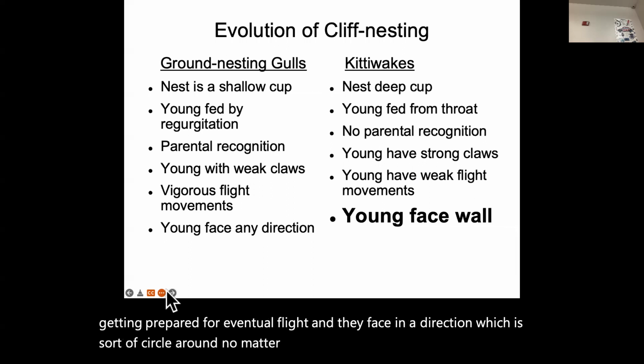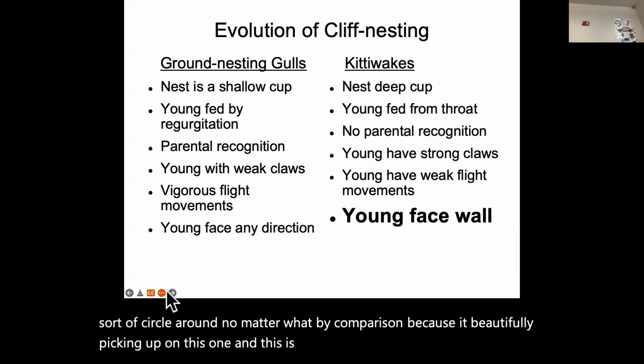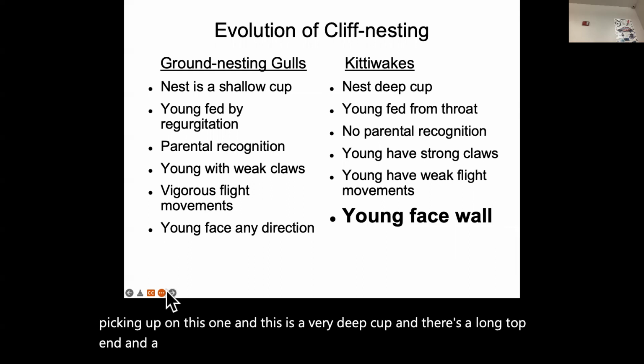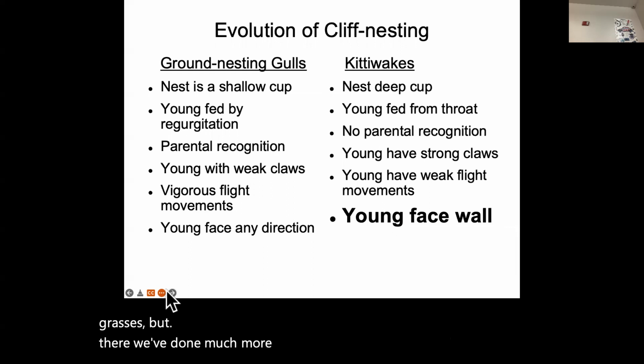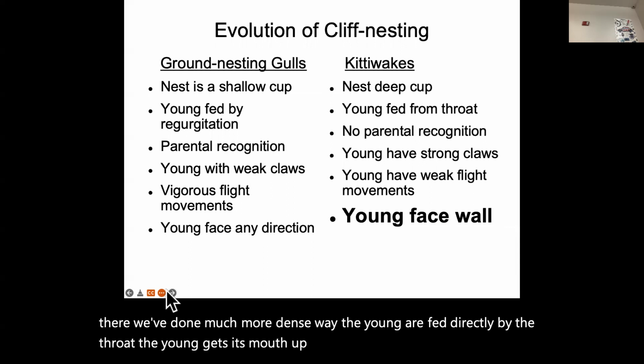By comparison, you guys are beautifully picking up on this. One, the nest is a very deep cup. It is a long cup. It's more dense. It's the same type of material, grasses, but they're woven in a much more dense way. The young are fed directly by the throat. The young gets its mouth up into the parent's throat to get it.